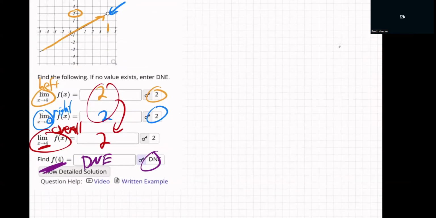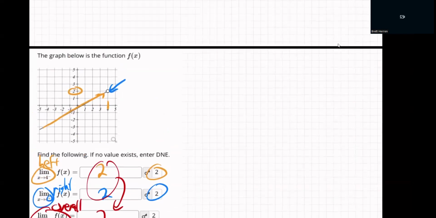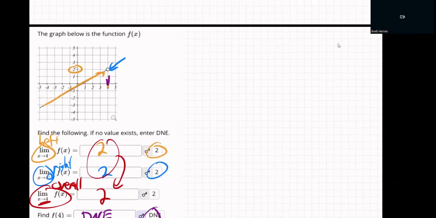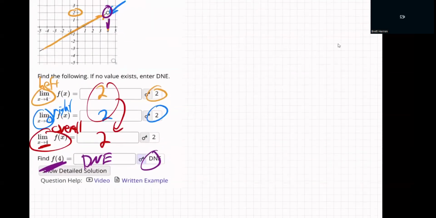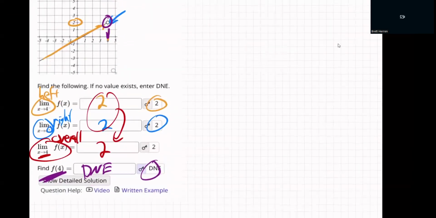It does not exist because there's no solid dot. See that here at 4? If there was a solid dot up here or a solid dot down there or something like that, then that would be the height. But all we have here is an open dot. At x equals 4, there's no solid dot. There's no solid function. The function doesn't exist, actually. There's a limit there, but there's not a function value there.